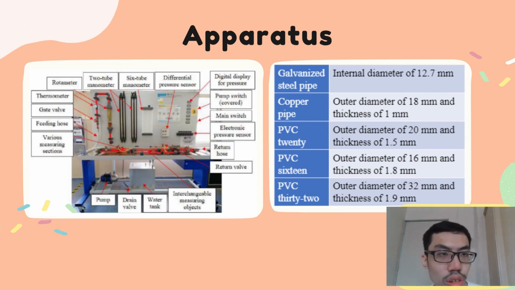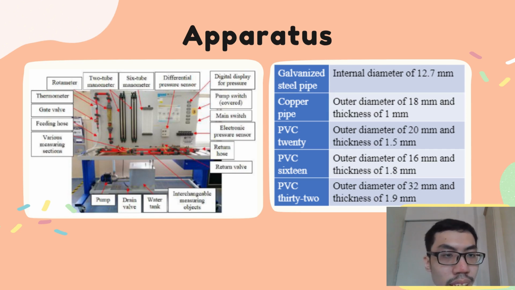Hello everyone, I am Chua and I will continue the presentation with the topic of apparatus and metrology. First of all, we are going to use fitting hose, gate valve, tachometer, rotameter, 2-tube manometer, 6-tube manometer, differential pressure sensor, digital display for pressure, pump switch, main switch, electronic pressure sensor, return hose, return valve, water tank, drum valve, and pump based on the arrangement in the left side picture.